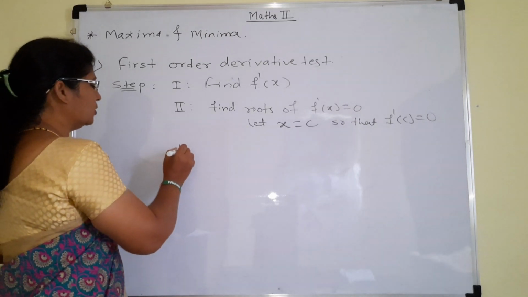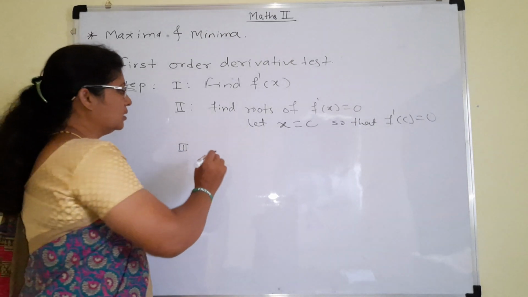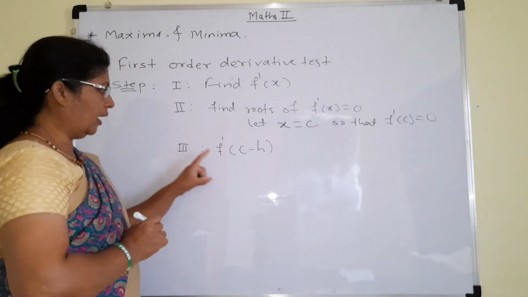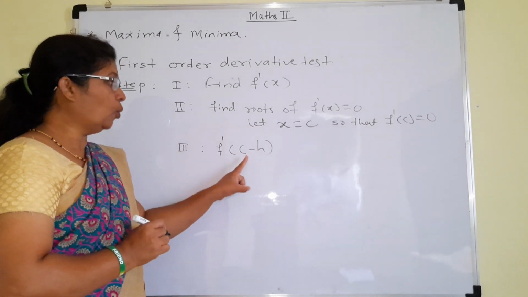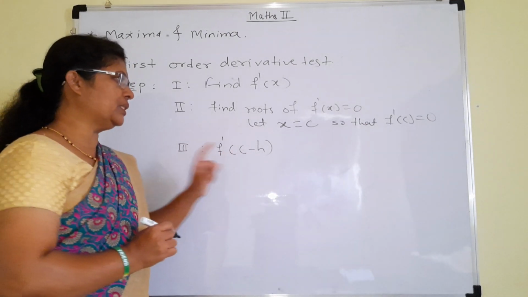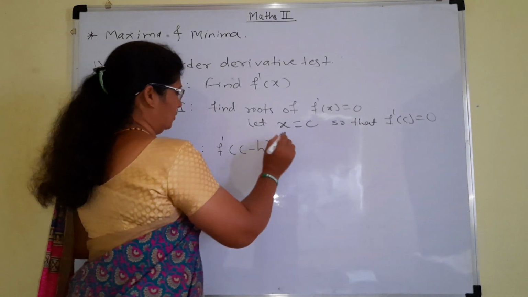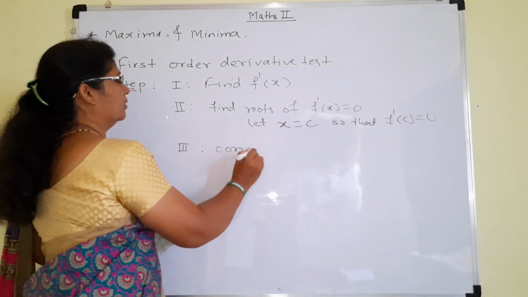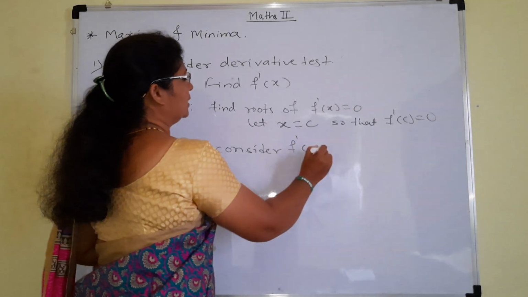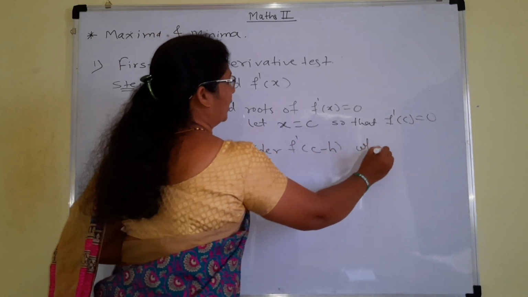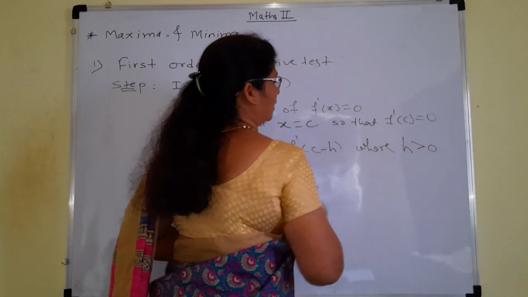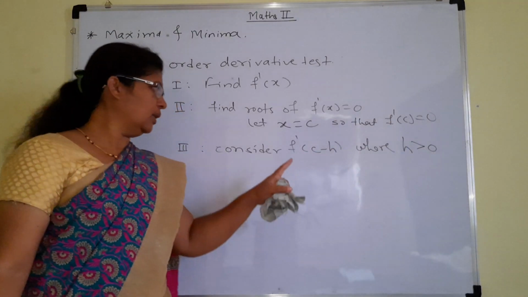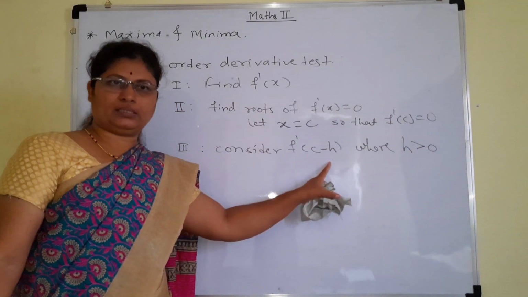Now in the third step, what will we consider? I will consider f dash of c minus h. Now what is this h? Consider f dash of c minus h where h is greater than 0. h is very small but greater than 0, the smallest positive number. I am considering f dash of c minus h.